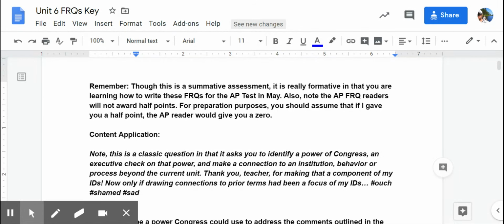Finally, there will not be a multiple choice section. The exam will consist only of FRQs. Given that, let's hone in and understand where we can easily earn points. Content application is often a 3-point question.